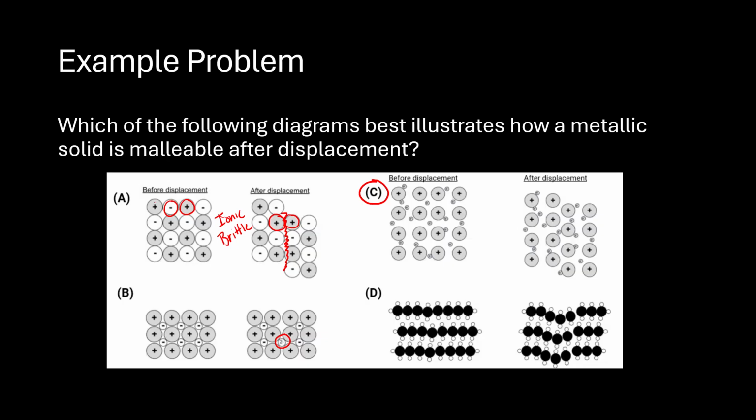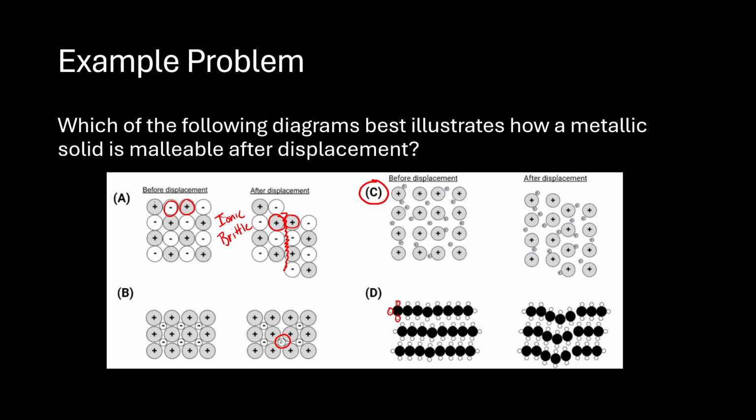And then D here, this looks like a covalent compound. We have one bigger atom, and it's bonded to these 3 smaller atoms here, and it looks like they're kind of in a line. I'm thinking this is like a polymer, maybe like a rubber or something like that, where it can bend and take different shapes. So this one is a good distractor, because it does look like it's malleable, because it's bending like you would think something malleable would. But the way that it's drawn, it's more of a covalent compound than anything else.